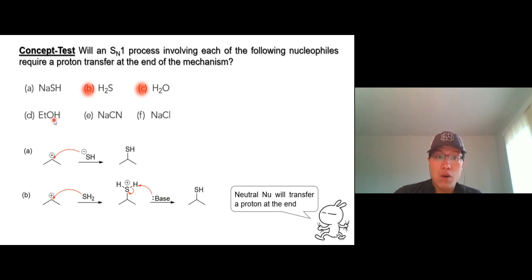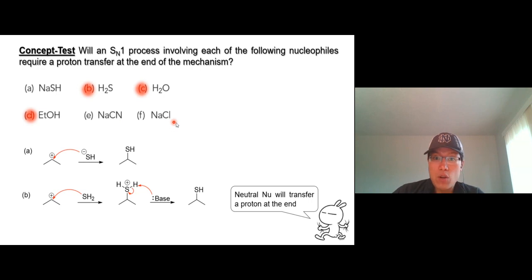Ethanol is also a neutral, just like water, oxygen with two bonds. See that? When this guy undergoes nucleophilic attack, it will become positively charged. So the structure will look similar to hydronium ion again, and you have to do the proton transfer at the end. So yes, cyanide ion, negative charge there. Nucleophilic attack, you're going to get just HCN, neutral. So that's good. We don't have to do proton transfer at the end.